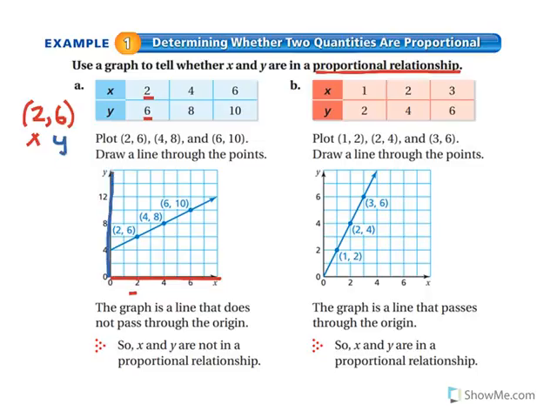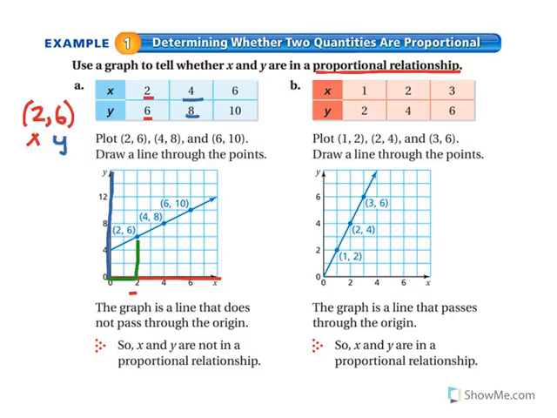And I'm going to go up 6. So I go over, I'll say over 2, and then I'm going to go up 6. And that's where my first point goes. The next one, right here, 4 and 8.